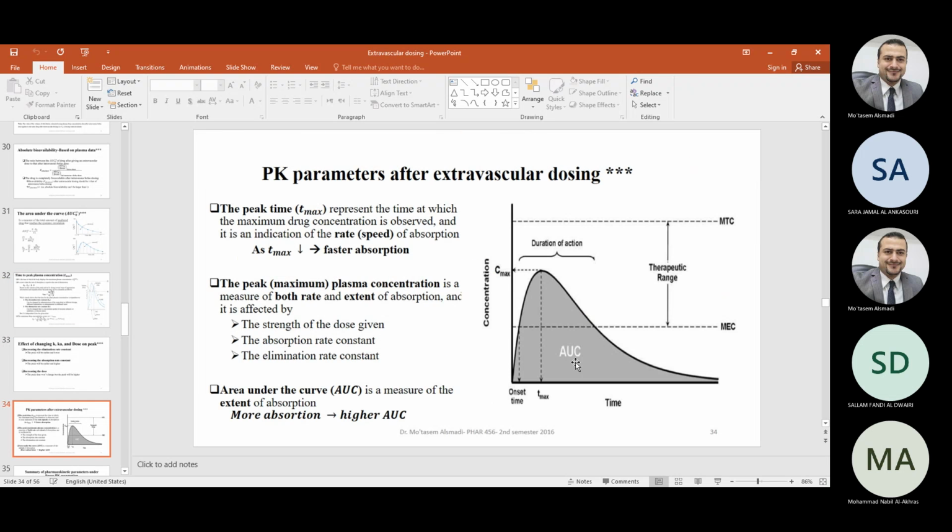And we have the third parameter, which is the area under the curve. This is the shaded area under the curve. It's a measure of what? Extent. So you have one parameter for the extent, that's the area under the curve, one parameter for the rate, that's the Tmax, and one parameter for both, which is the Cmax. You got it? Any questions till now? Anything that's not clear?